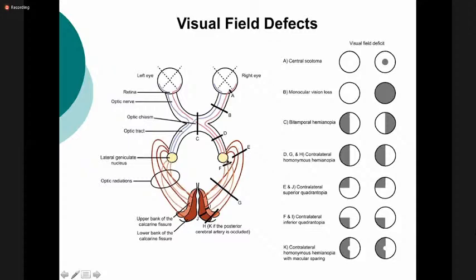However, the ones that are in the parietal lobe, the more inferior fibers, they form a pie in the floor. So you're going to look at this later on and try and understand how these visual field defects occur.